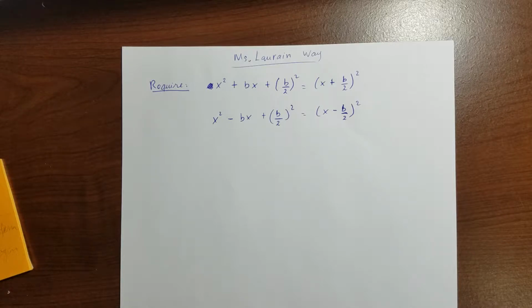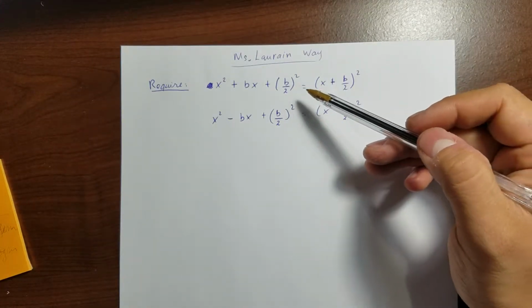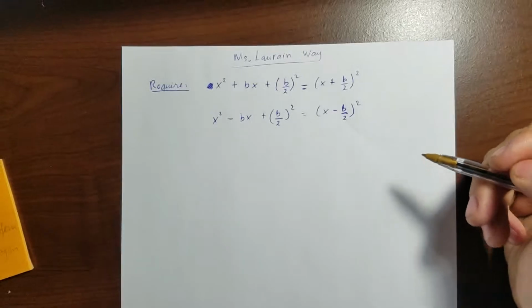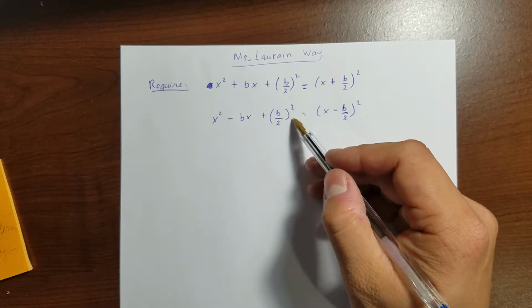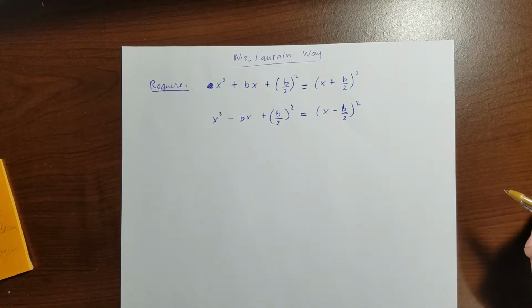First of all, let's talk about Miss Lorraine's way to complete the square. The requirement is this wonderful formula: if you have a function x squared plus bx, the number you add is always going to be b over 2, squared. With this in mind, you can come up with this formula right here. Vice versa, if you have x squared minus bx, you always have to add b over 2 squared, and you can come up with this equation as x minus b over 2, squared.